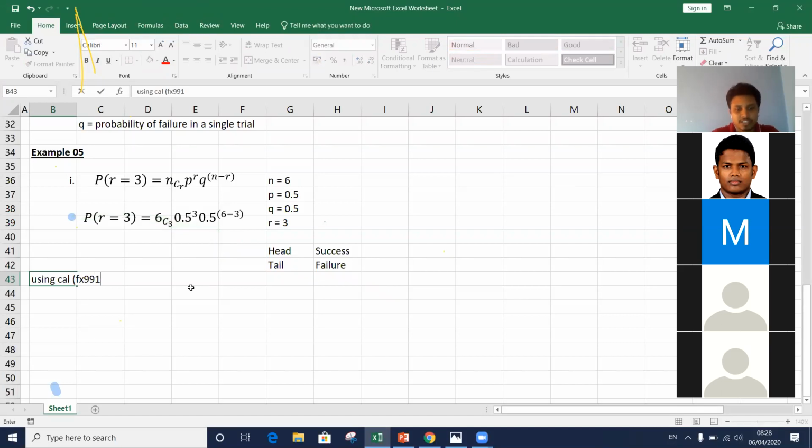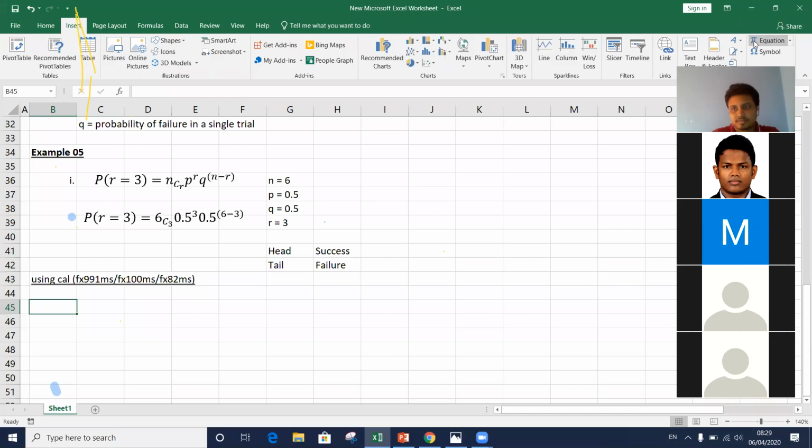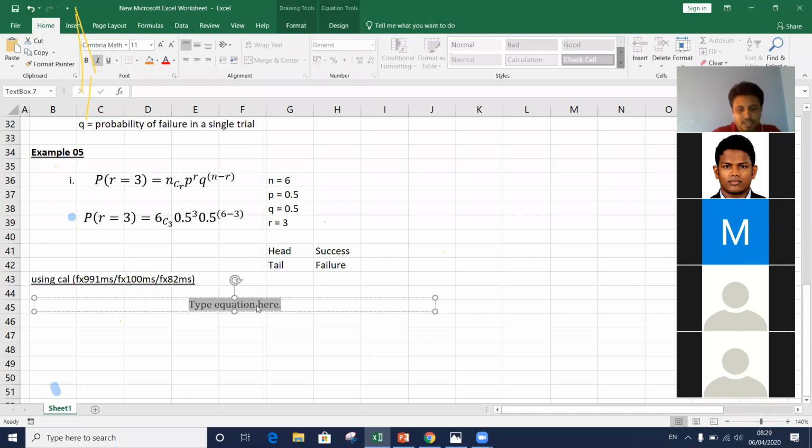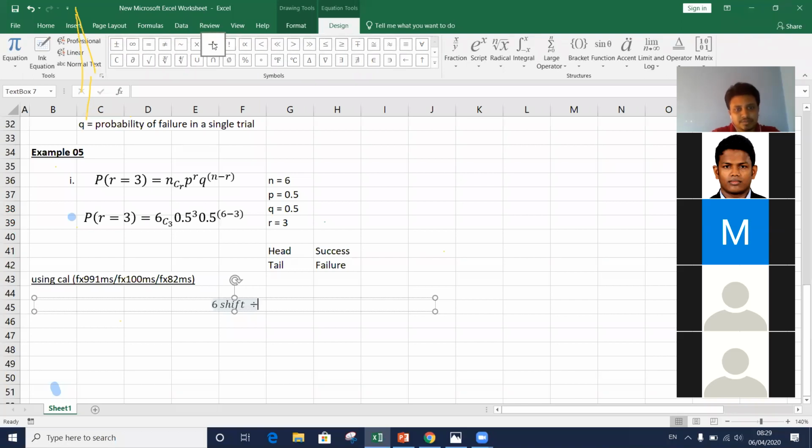If you are using FX991MS or FX100MS or FX82MS, you can use this method. Right. What you need to do is, කැල් එකේ ගන්න කොහොමද කියලා මේ ගහන්න යන්නේ. Right, first nCr, 6, shift and then you need to press the division, nCr තියෙන එතන division, and then 3, right. මෙතන ගෙවුවට පස්සේ අපිට එනවා මේ nCr කියන value එක, 6C3 කියන value එක තමයි මෙතන එන්නේ.